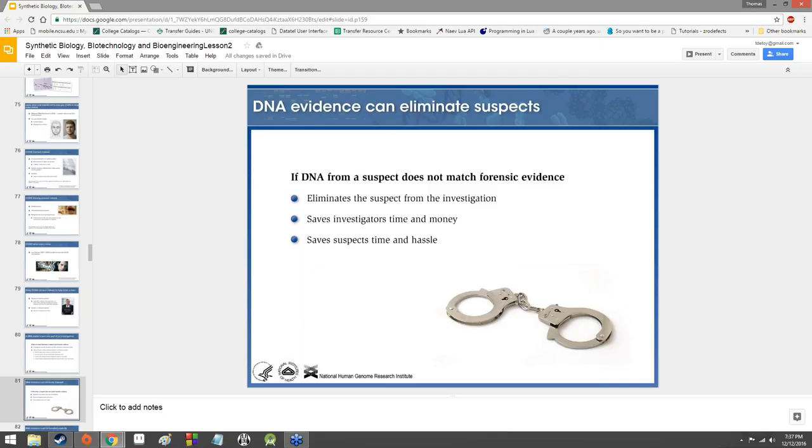If DNA from a suspect does not match forensic evidence, it essentially eliminates the suspect from the investigation. It also does tend to save investigators time and money, and saves the suspects time and hassle. Hassle is a polite way of putting it. Avoiding the prospect of being prosecuted for a crime you did not commit, I feel like hassle is not strong enough of a word for that. In fact, going through an investigation and being detained for a time until they determine that you're not the person who committed the crime, hassle is not strong enough of a word. But, you know, hassle.